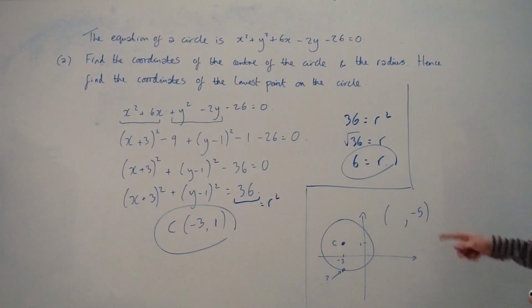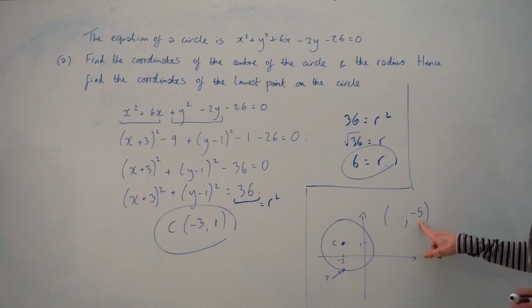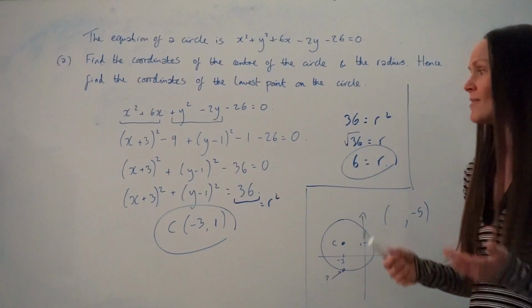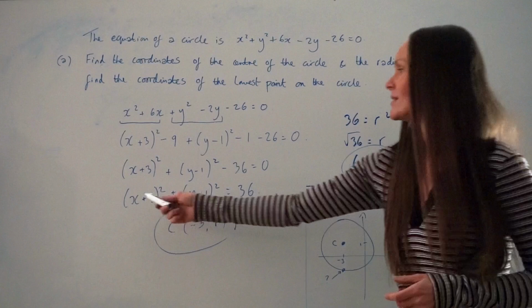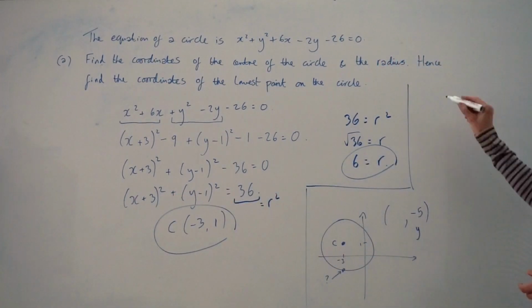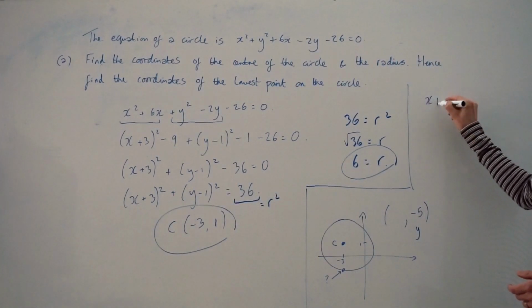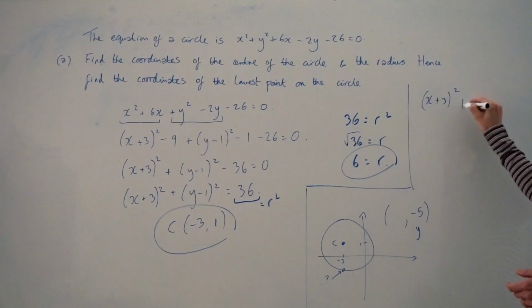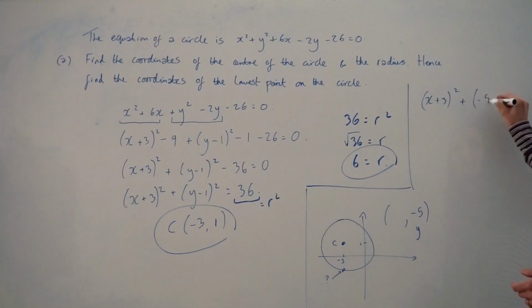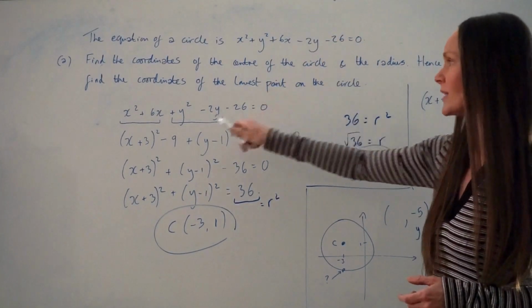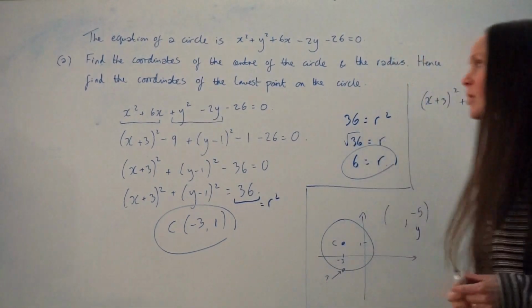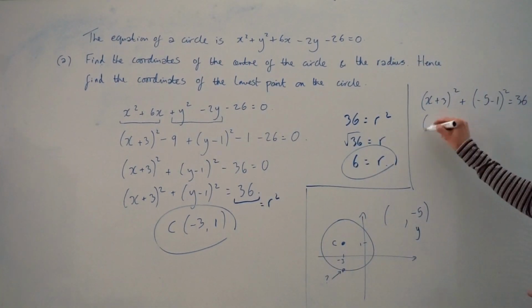Now to find the x value, you need to substitute your y value back into the equation of the circle, and then you can solve to find the value of x. So I'm going to change the y value to negative 5 in this equation here. My equation becomes (x + 3)² + (-5 - 1)² = 36. And it doesn't matter which equation you substitute the y value into, you'll get exactly the same answer for x. So let's work this out.